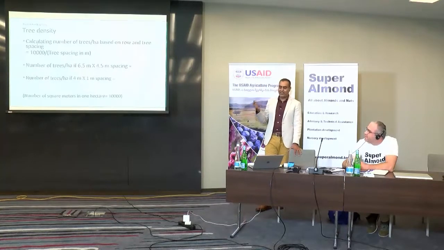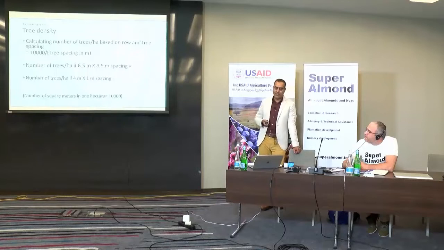On an acre basis, we have different calculations, but basically there are 10,000 square meters in a hectare. So you have your spacing, and you multiply your row spacing and tree spacing, and you come up with a number, and you divide that number by 10,000, so you will get the number of trees per hectare.